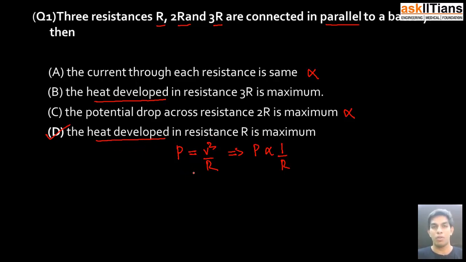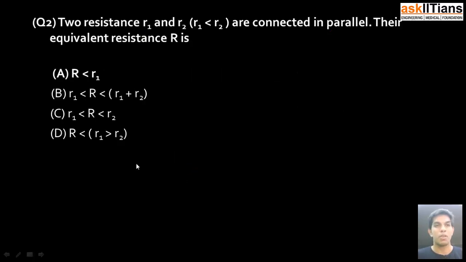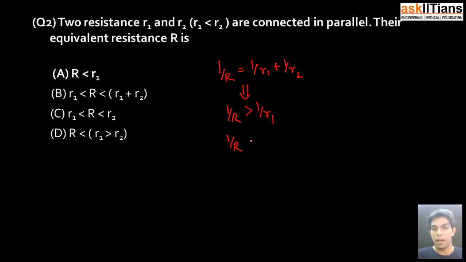So let's move on to the second question. Second question states, two resistors R1, R2, given R2 is greater than R1, are connected in parallel. Their equivalent resistance R is, we know that 1 by R, capital R, is equal to 1 by R1 plus 1 by R2. Using this equality, I can write 1 by capital R is greater than 1 by R1. 1 by capital R is also greater than 1 by R2.